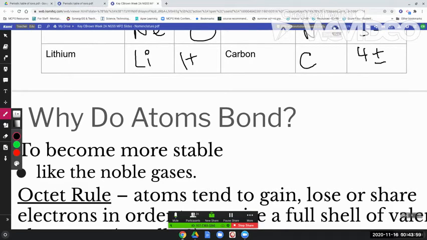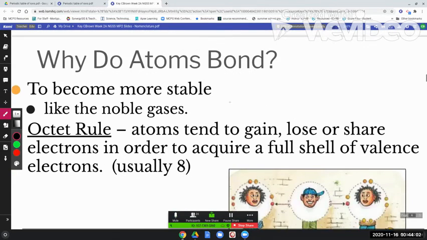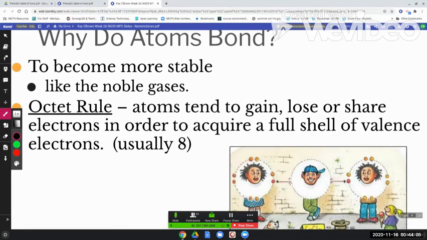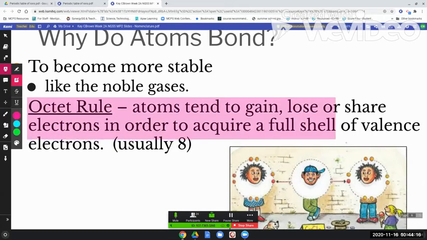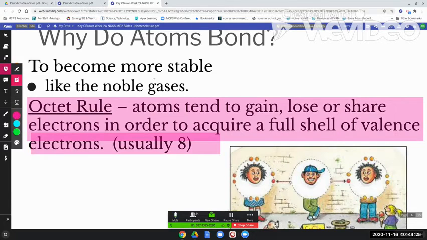So let me zoom out just a teeny bit. Don't worry if you don't have answers, because I'll give you my copy whenever I can get my copy. So the biggest reason atoms form bonds is because of the octet rule. So it usually wants to gain, lose, or share electrons, so it reaches 8. So that means they want to look like the noble gases. They want to have a full valence level.